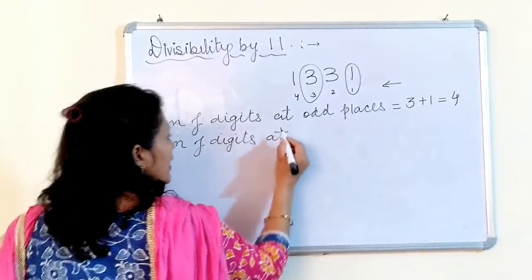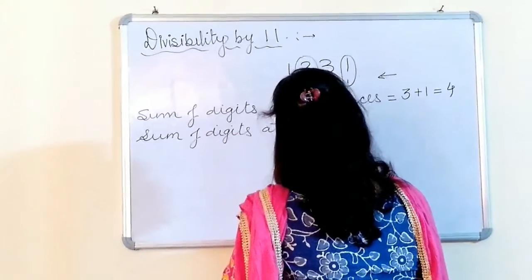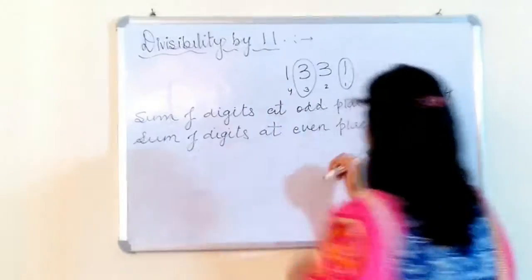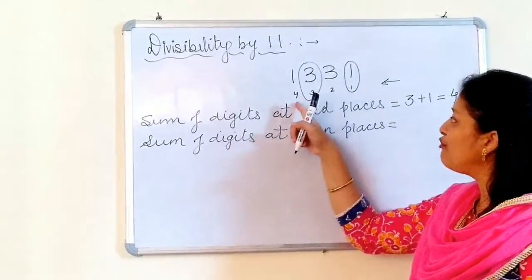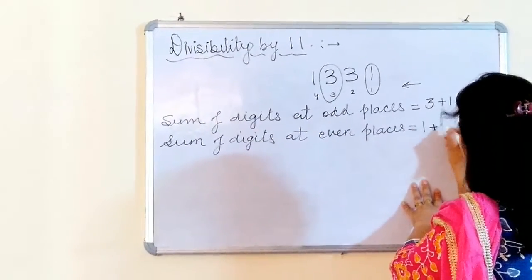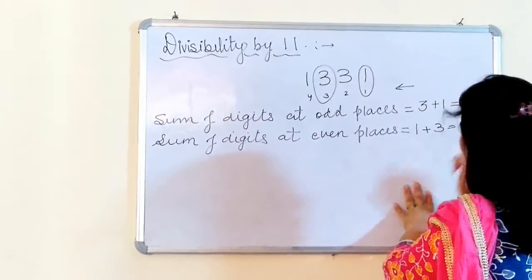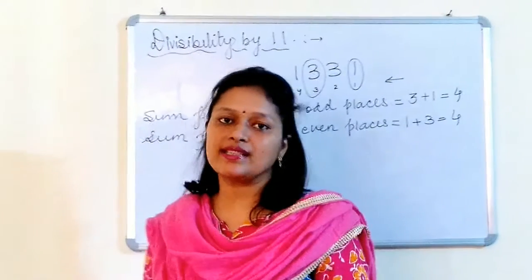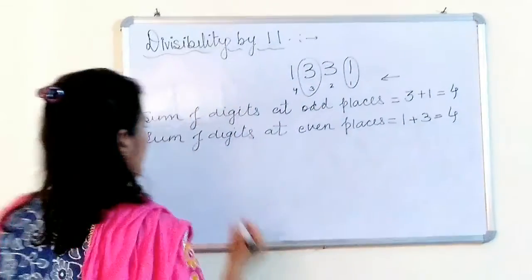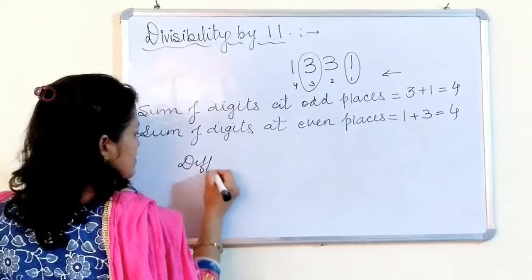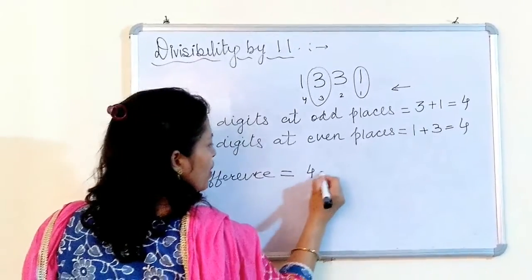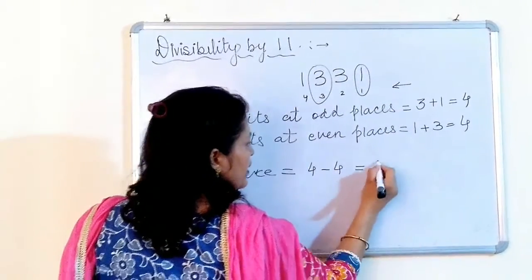Now, sum of digits at even places from the right side. Even places means the second and fourth digit from the right side. 1 plus 3. Again the sum will be 4. After getting the sum, what you will do? You will find the difference. Now, difference is equal to 4 minus 4.